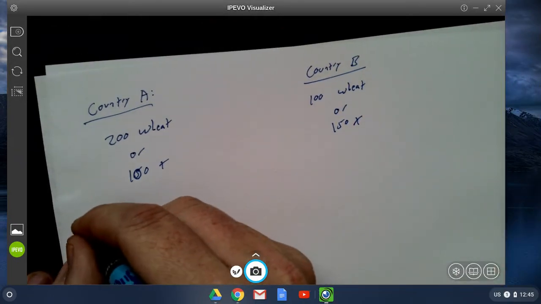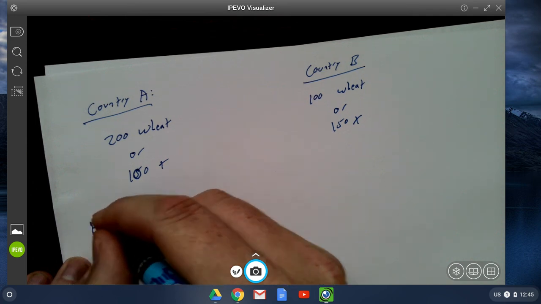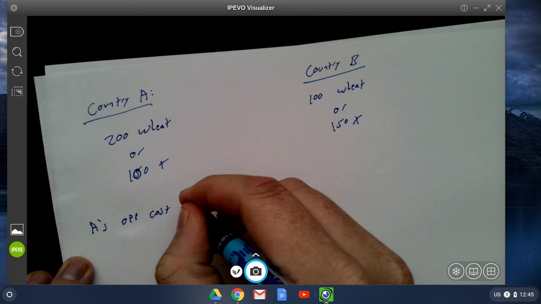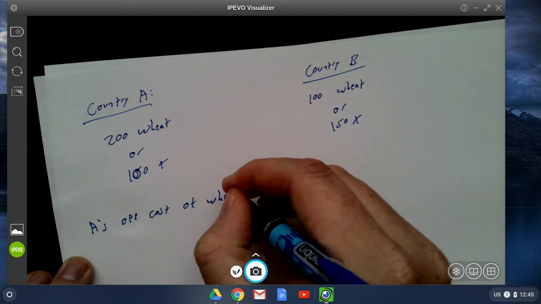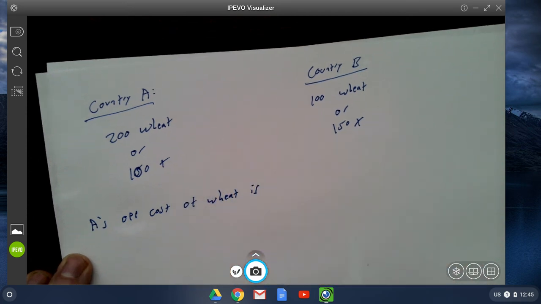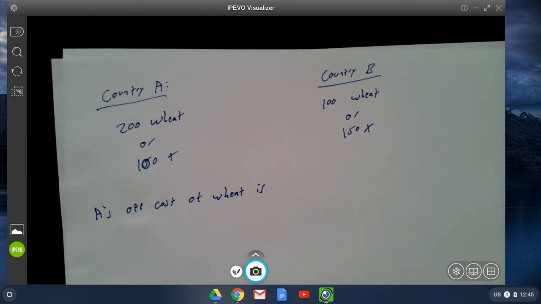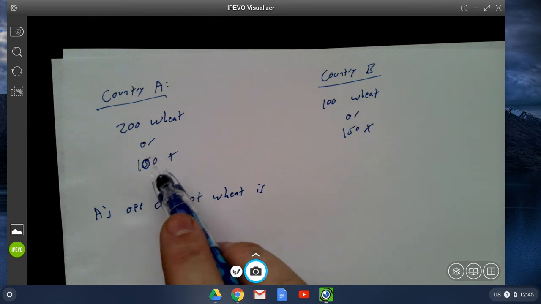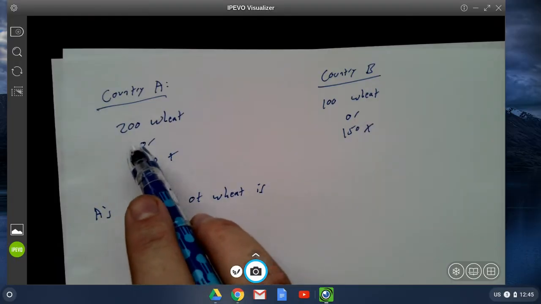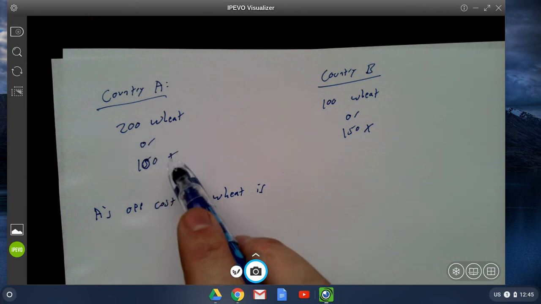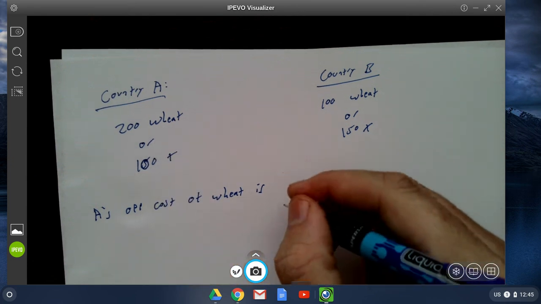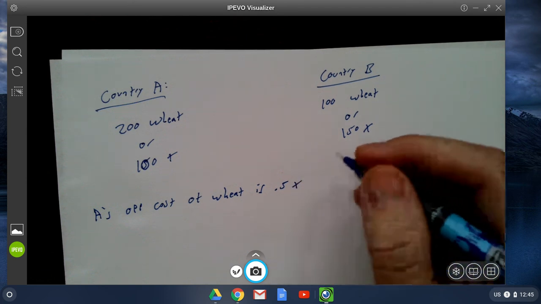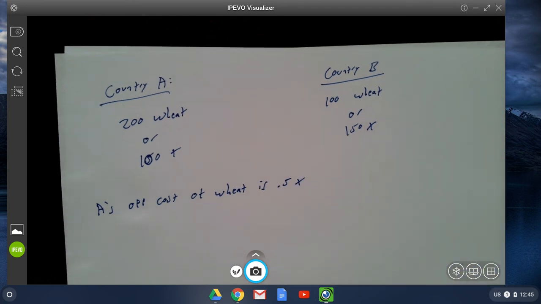So I'm going to write this out. I'm going to say country A's opportunity cost of focusing on wheat is what? So every time they can make twice as much wheat as they can of good X, which means every time they choose to produce one wheat, they are giving up 0.5 of product X, right? So let's think through that again.